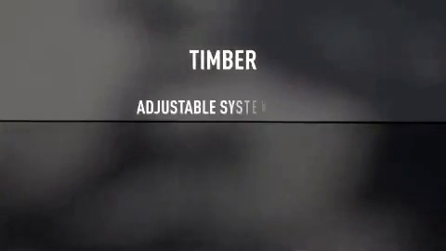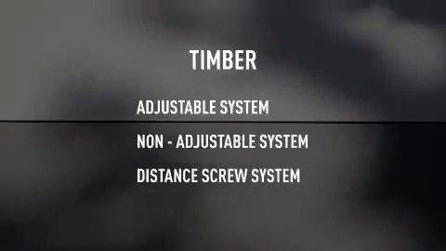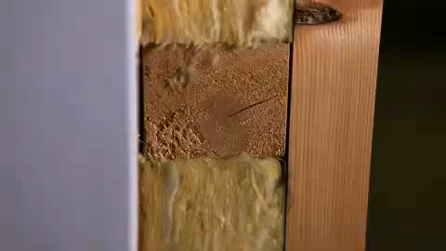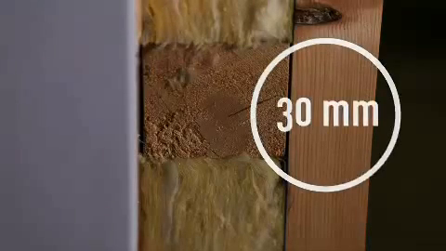There are 3 options for timber subconstruction: adjustable, non-adjustable, and the distance screw method. The grade of timber suitable for use in a ventilated facade and whether it is to be treated with preservative can differ from country to country. The batten should be a minimum of 30mm thick.